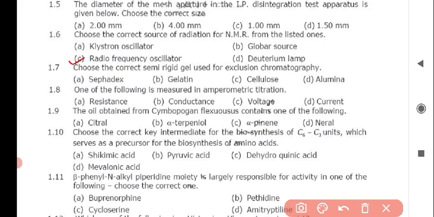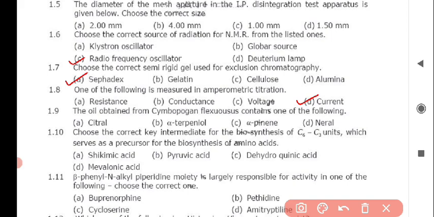Next question is, choose the correct semi-rigid gel used for exclusion chromatography. So the correct answer is option A, Sephadex. Next question, one of the following is measured in amperometric titration. So the answer for this question is option D, that is current.